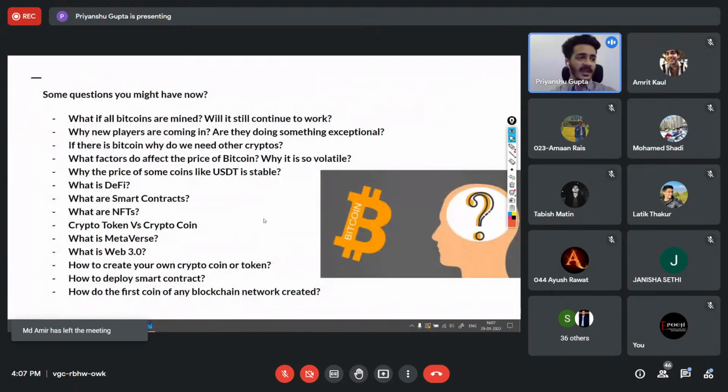So this is how blockchain and Bitcoin actually work. Now you might have some more questions, like what if all Bitcoins are mined? Will it still continue to work? Why are there new players? Instead of Bitcoin, we have Ethereum, Mana, BAT, XRP, and a lot of coins, so are they doing something exceptional? Do we actually need those coins if we already have Bitcoin? What is DeFi? What are smart contracts, NFTs, tokens, metaverse?